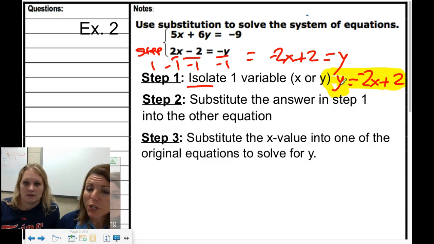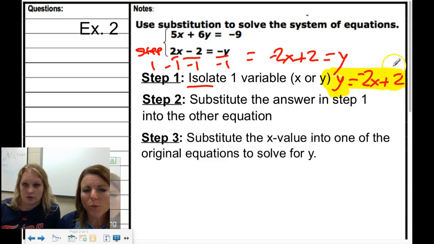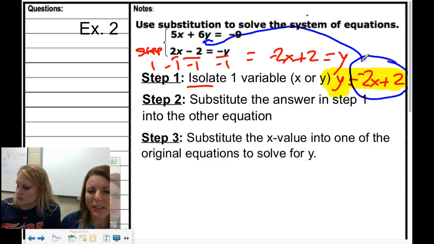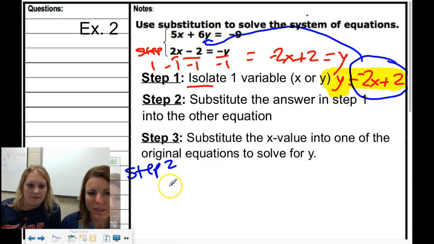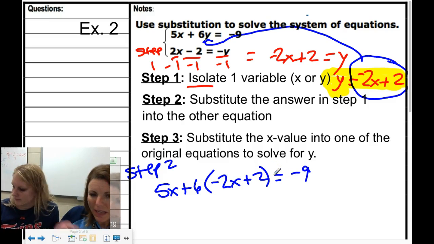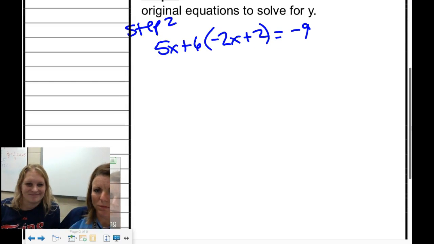Right. So now step 2, we have to substitute step 1 into the other equation. So I'm taking this and I'm plugging it in for the y right here. So I'm going to rewrite that down here. Step 2: I have 5x plus 6, and instead of y, now I'm writing negative 2x plus 2, equals negative 9. Now I'm going to scroll down so you have some room there.